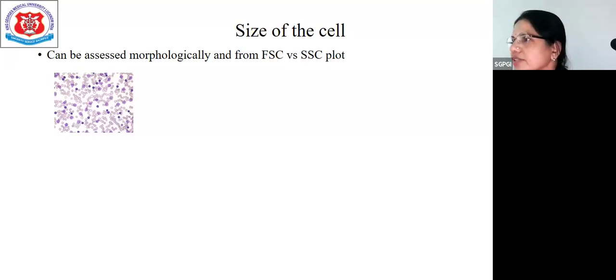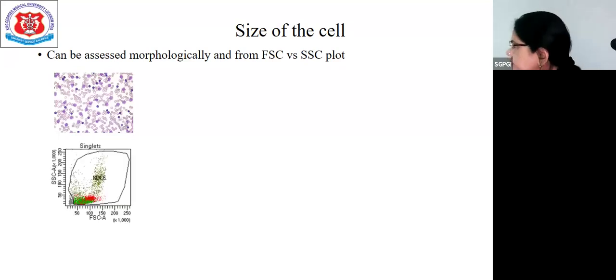The size of the lymphocytes? Small size when you compare with the RBCs, and the background is showing a lot of smudge cells. So what is your morphological diagnosis? CLL. Now this is the plot SSC versus FSC.